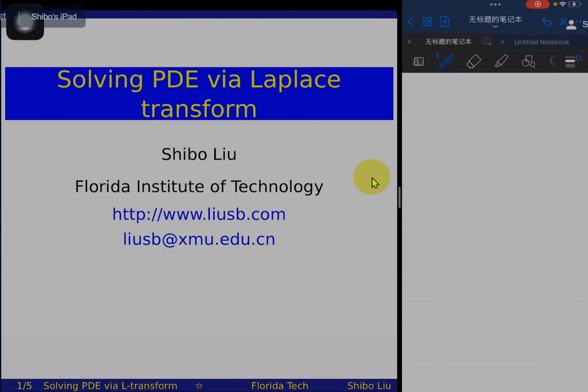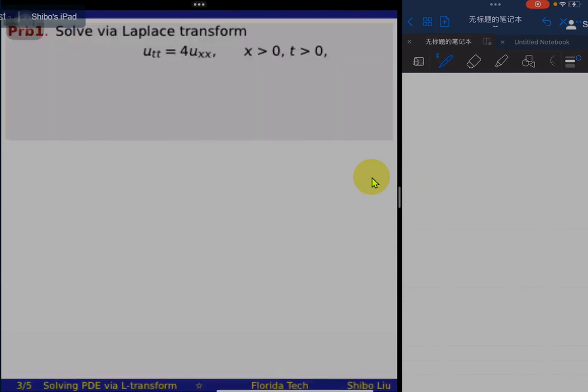In this video, I will demonstrate how to solve partial differential equations using Laplace transform. We consider this wave equation. This is a wave equation for a semi-infinite string because x is greater than 0 and t is also greater than 0. Now, this is the initial condition. u(x,0) is the initial displacement, and u_t(x,0) is the initial velocity.